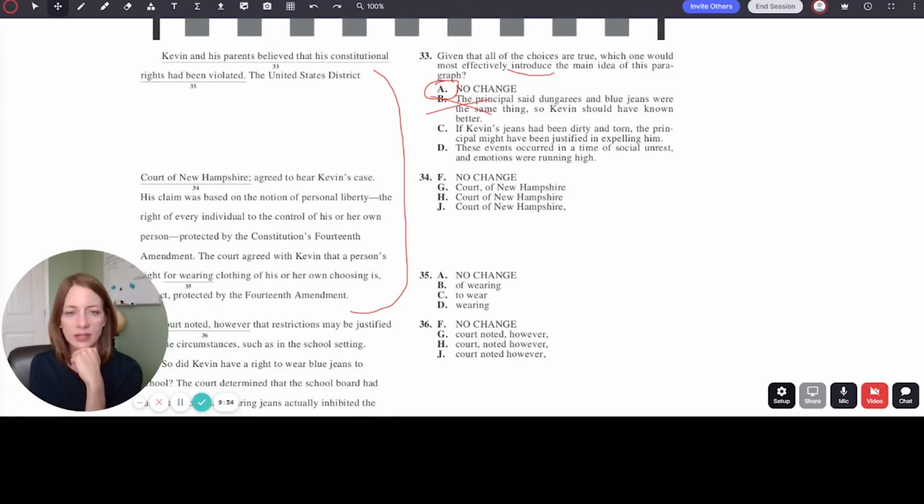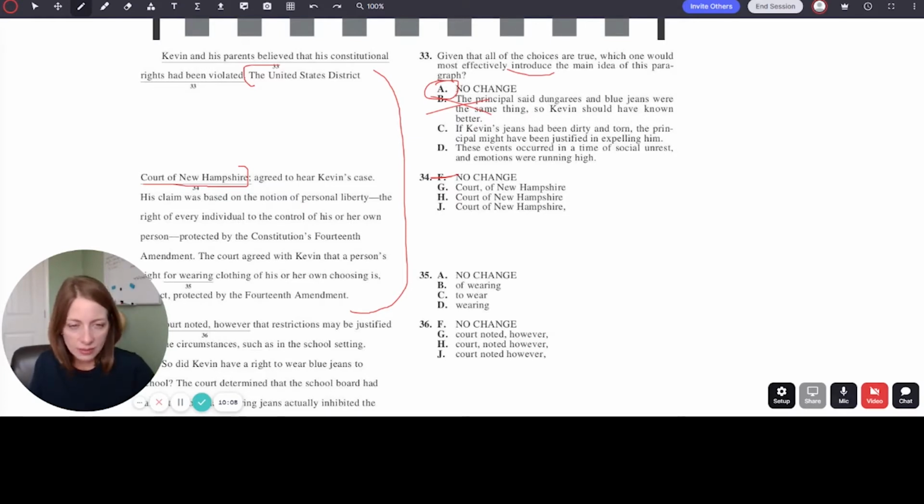34. Okay, I see a comma, I see a semicolon. Anytime I see a semicolon, I think, okay, to the left of the semicolon, is it a complete sentence? If it's not, then that's not an option. So 34, the United States District Court of New Hampshire. Well, that's not a sentence. You've got a subject there, but you have no verb. So F is incorrect.